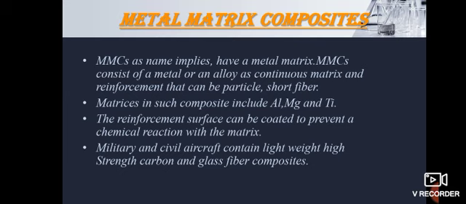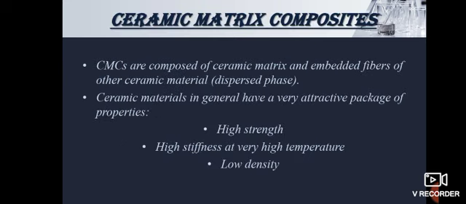Metal matrix composites. Metal matrix composites, as the name implies, have a metal matrix. Metal matrix composites consist of a metal or an alloy as continuous matrix and reinforcement that can be particle, shard, fiber. Matrices in such composites include aluminium, magnesium, and titanium. The reinforcement surface can be coated to prevent a chemical reaction with the matrix. Military and civil aircraft contain lightweight, high strength carbon and glass fiber composites.